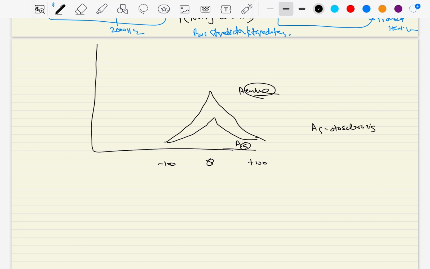If there is ossicular discontinuity, the bones are not working, the bones are dissociated, it means it will be a little more mobile, so the curve will be like this. So this is known as Ad, ossicular dissociation.